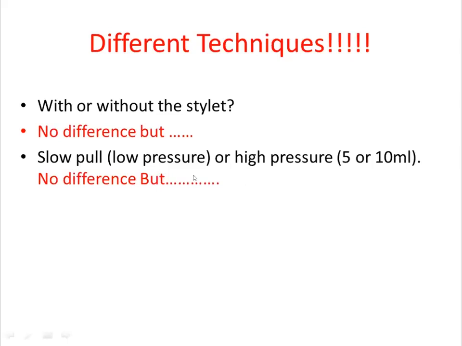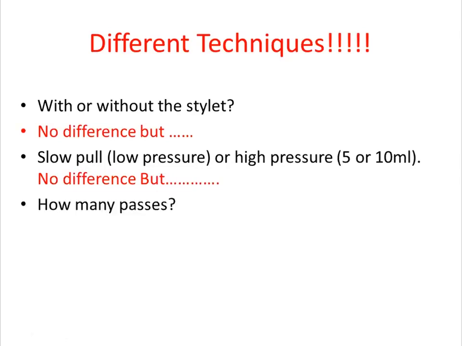And the opposite. If I apply Doppler first and the lesion is hypovascular or avascular, like in cases of pancreatic adenocarcinoma and leiomyoma, I start with high pressure. The first pass with high pressure. If the sample is not bloody, then I continue the second and third passes with high pressure. But if the sample is bloody, then in the second pass I use the low pressure or slow pull technique to obtain a non-bloody sample.